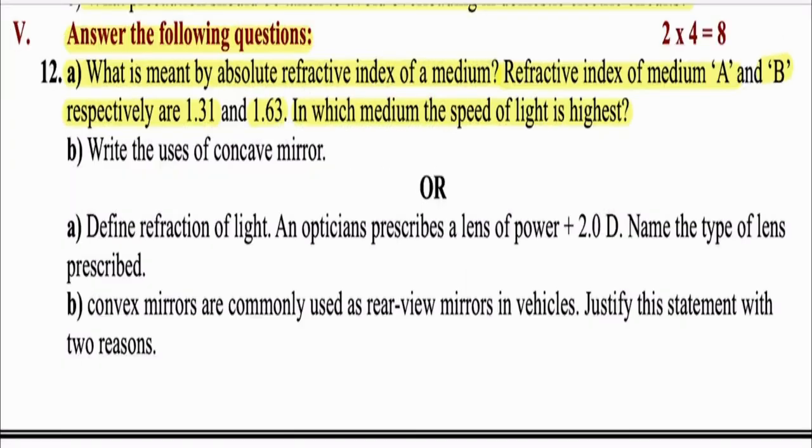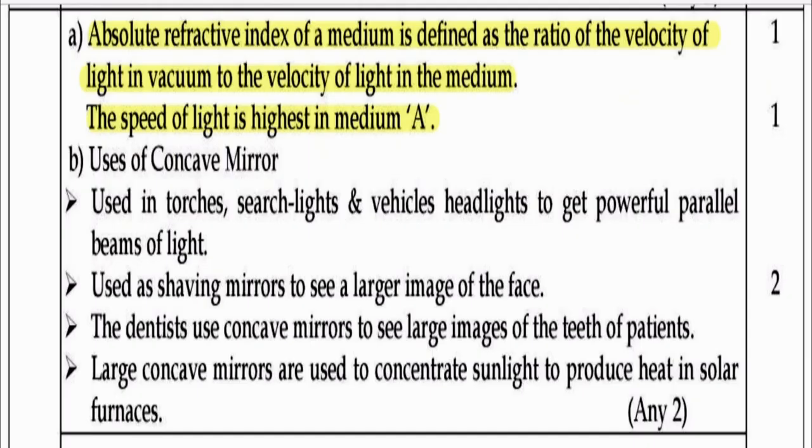Next, B. Write the uses of concave mirror. Uses of concave mirror are: it is used in torches, searchlights, and vehicles' headlights to get powerful parallel beams of light; used as shaving mirrors to see a large image of the face. Dentists use concave mirrors to see large images of the teeth of patients. Large concave mirrors are used to concentrate sunlight to produce heat in solar furnaces.